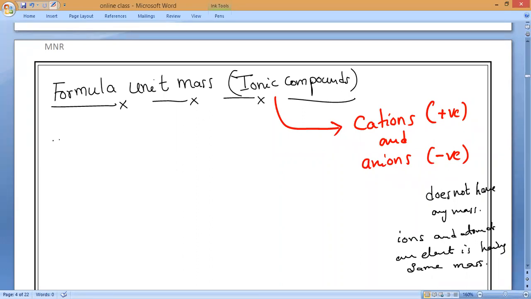Now, example. Both are the same. For an ionic compound it is formula unit mass; for a covalent compound, molecular mass or relative molecular mass. Remember. So, example: calculate the formula unit mass of sodium chloride.